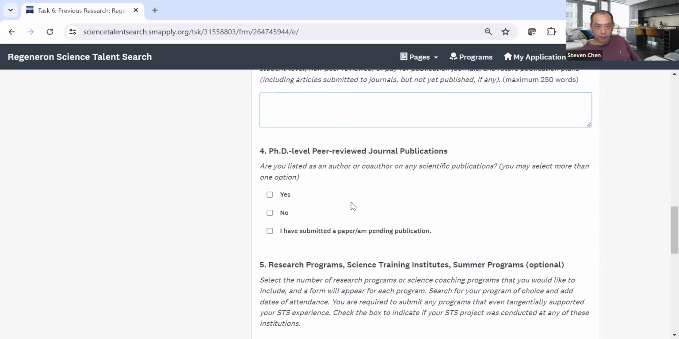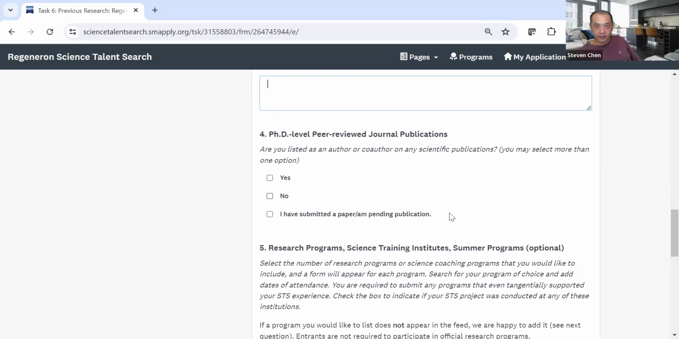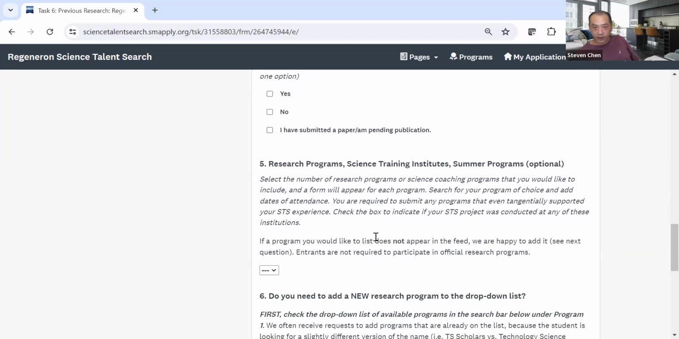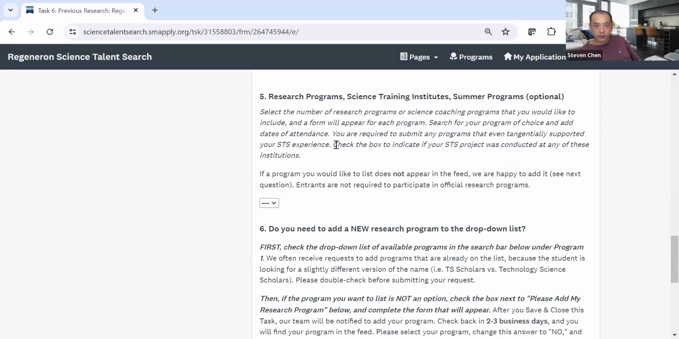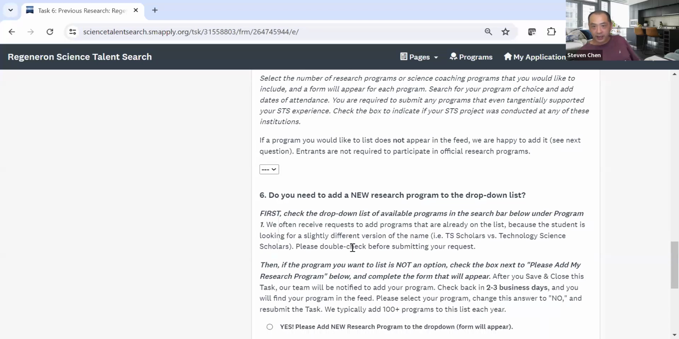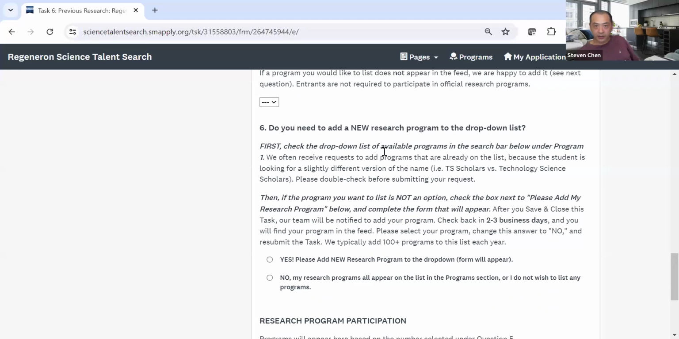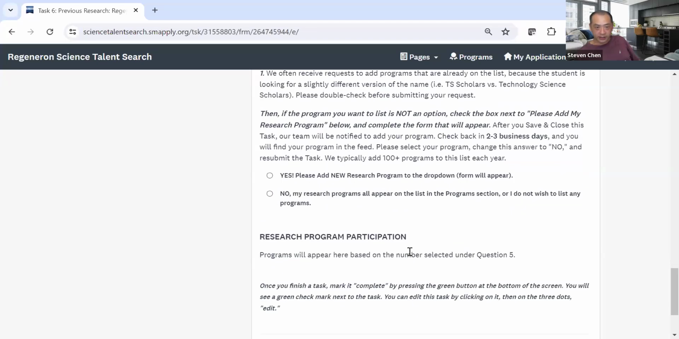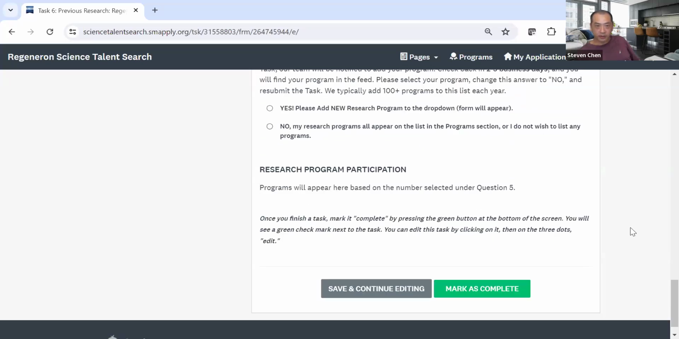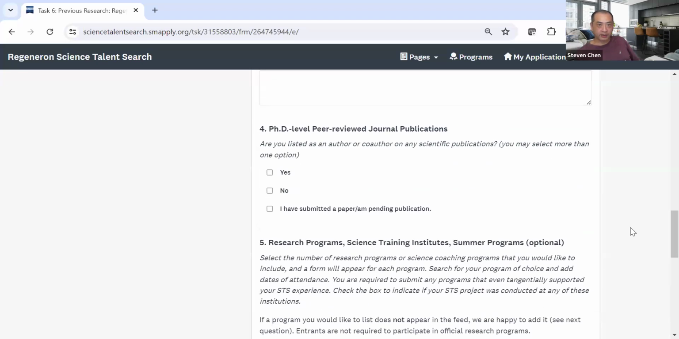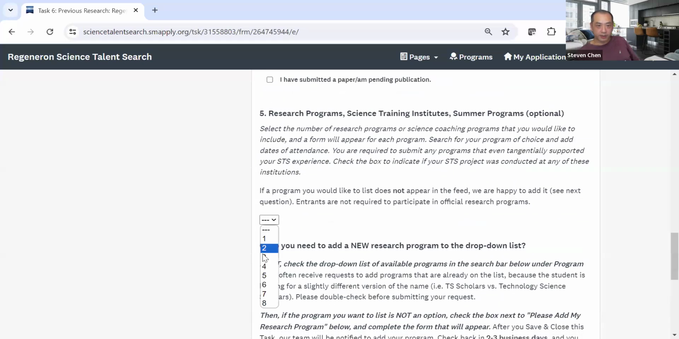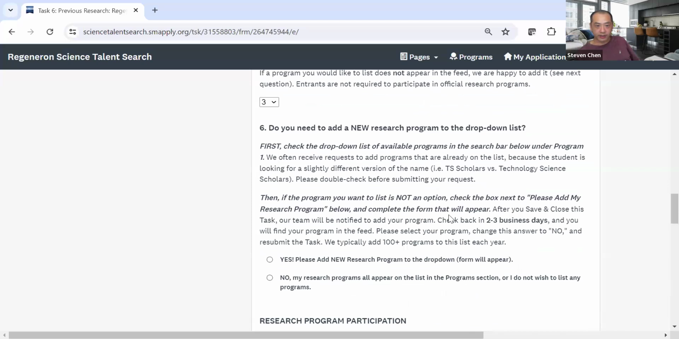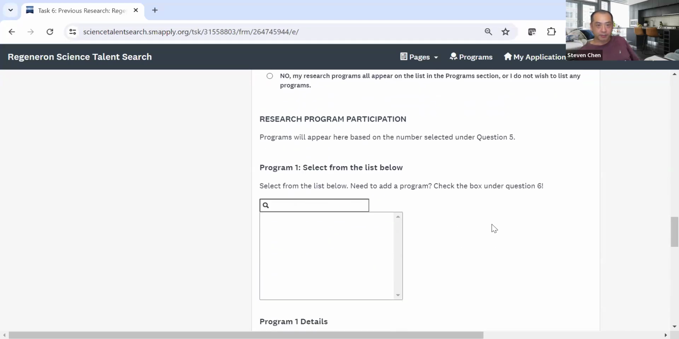And here it asks you to report your publications, right? And here it asks you to report about the summer programs you have ever attended, okay? Like here, how many summer training programs you have attended. And here, do you need to add a new research? Okay. Yeah, about the research program participation. So let me, for instance, put down one. Suppose I had several summer research programs that I participated in.